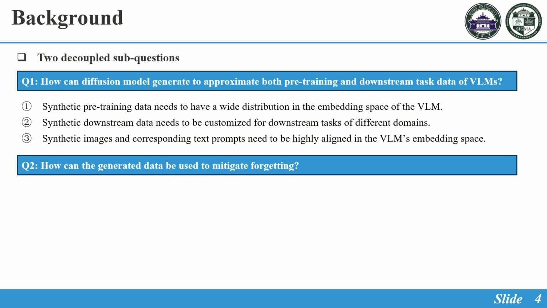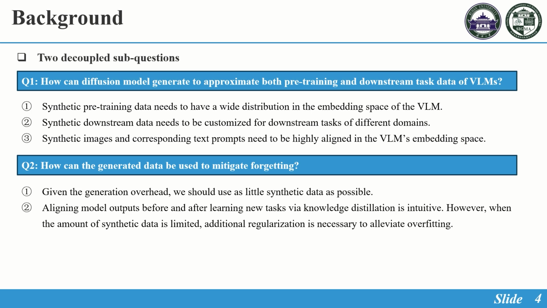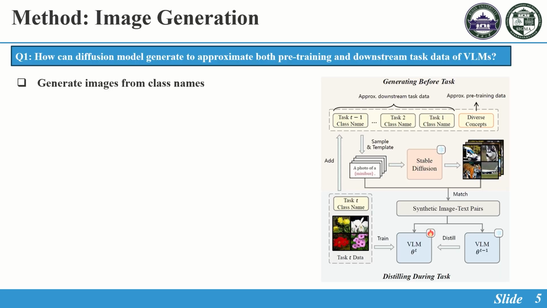We need synthetic downstream data customized for different domains, and synthetic images should align with text prompts in the VLM's embedding space. We design a simple generation pipeline to achieve this. For question 2, we want to reduce our reliance on synthetic data given the generation overhead. However, overfitting may occur when using a small amount of synthetic data for distillation, so additional regularization is necessary.